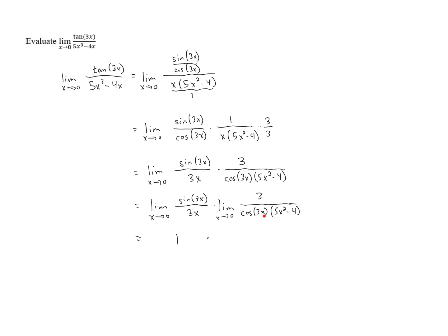We can plug in 0 for x. 3 times 0 is 0. So we've got cosine of 0 times, if we plug 0 into the x squared, that's going to be 5 times 0 is 0. 0 minus 4 is negative 4. So we've got times negative 4, and then that 3 in the numerator. And cosine of 0 is equal to 1. So 1 times negative 4 is negative 4. So we've got 3 over negative 4 times 1. That is just 3 over negative 4, which we can also write as negative 3/4. And so that whole thing ends up becoming negative 3/4.